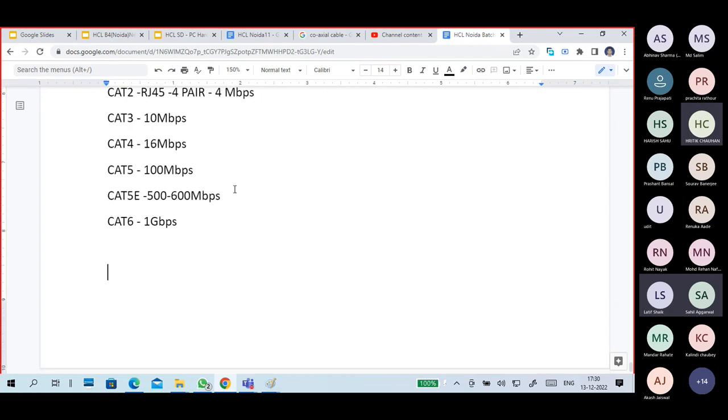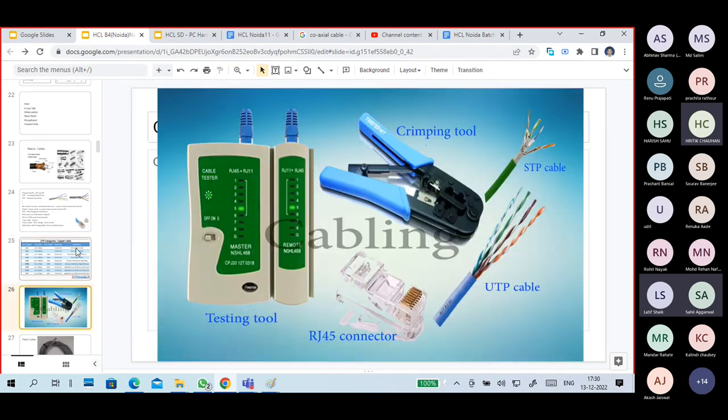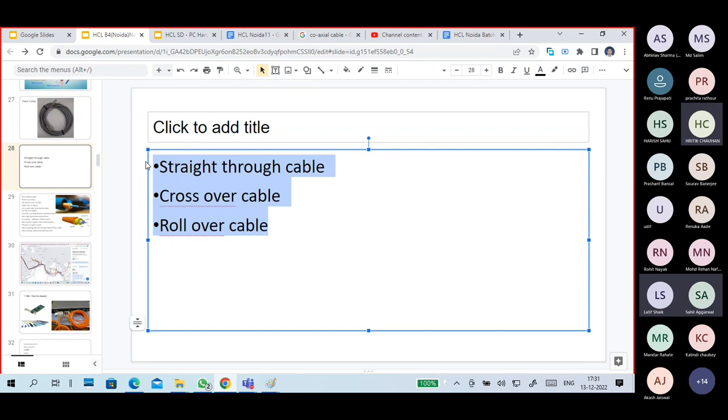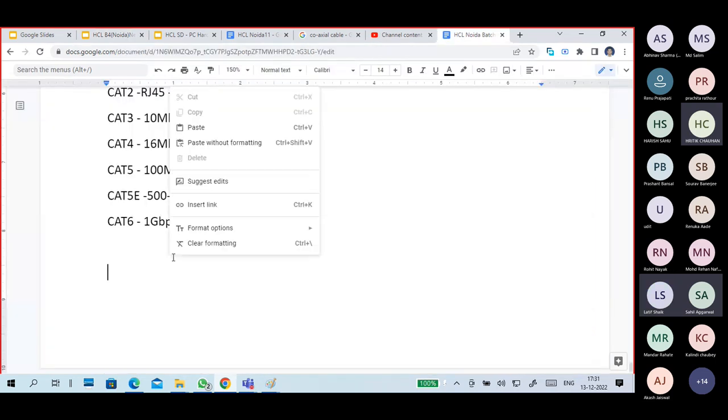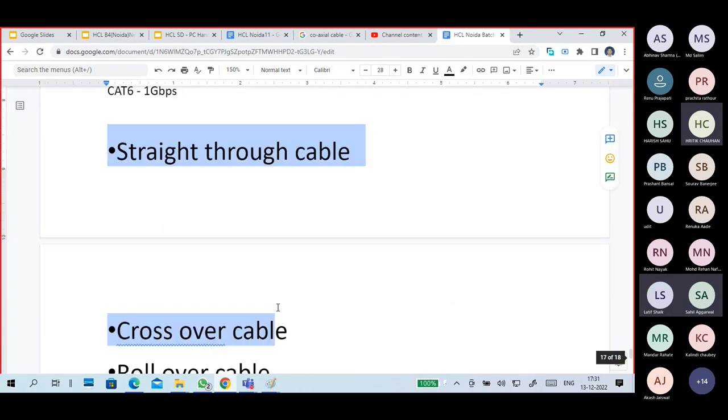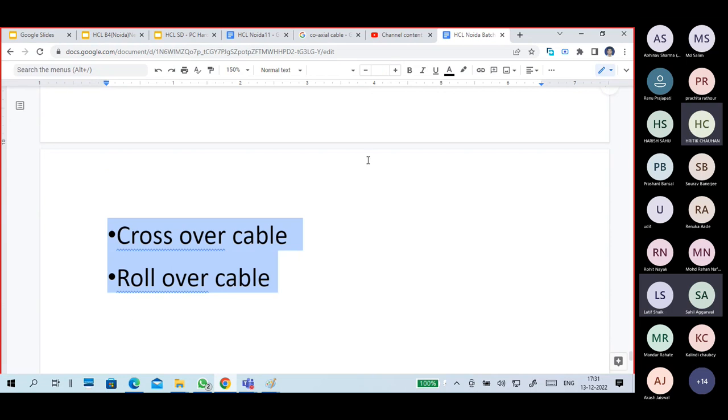In these cables, there is color coding and connectivity. There are straight-through cables, crossover cables, and rollover type cables also available. The cable type depends on how the cable is created. So straight-through cable, crossover cable.